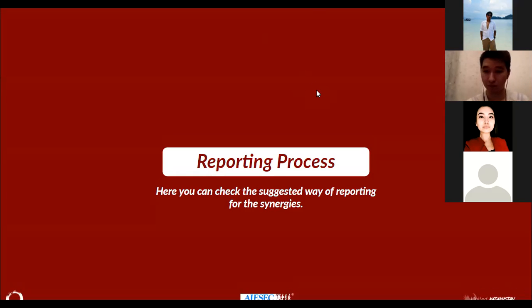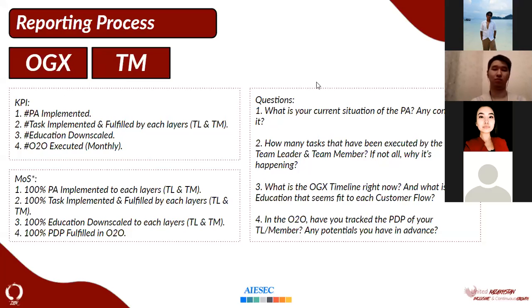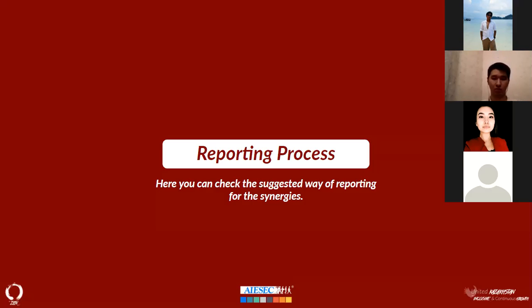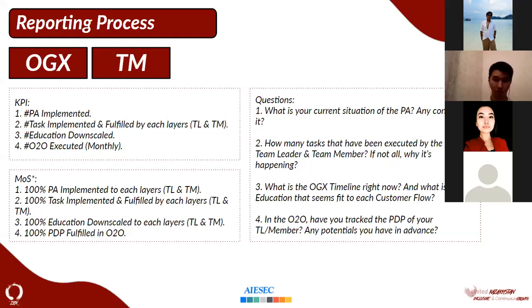Okay. So for the reporting process, here you can check the suggested way of reporting for the synergies. So for the reporting process like OGX and TM, again with this KPI and also this MOS. So for TM, the question in the reporting process is the way an MC should do it. The question is what is your current situation of the PA performance appraisal, any context of it?